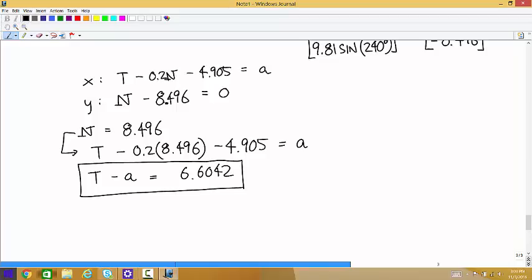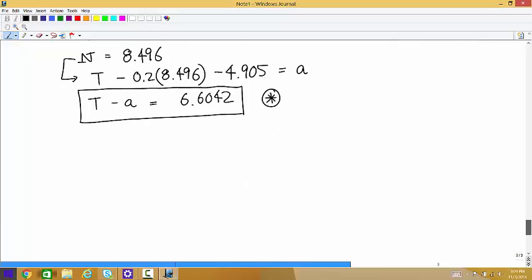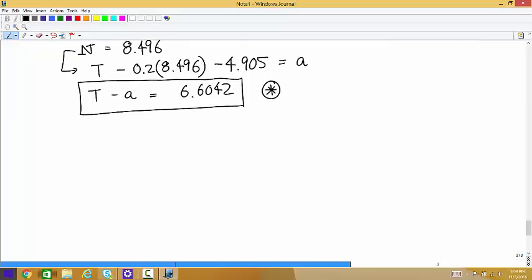Okay, so look at this equation. Is there anything we can do with this? No, we already used the y equation, so we're left with one equation that has two variables in it. So I'm just going to circle this, call it equation star, and set it aside. What we're going to end up with is when we use Newton's second law on the hanging mass, we're going to get a second equation that lets us solve for these two variables. Okay? So that's all we can do for now.